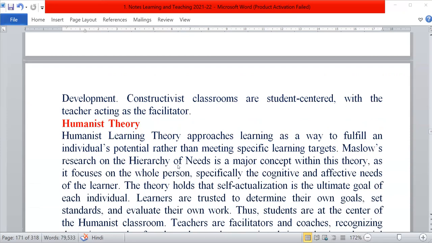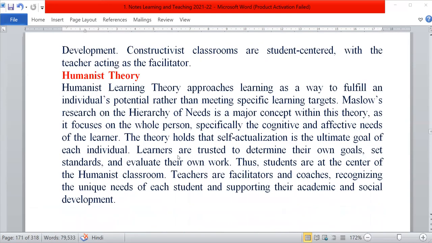Now, the next is humanist theory. Humanist learning theory approaches learning as a way to fulfill an individual's potential rather than meeting a specific learning target. Maslow's research on the hierarchy of needs is a major concept within this theory as it focuses on the whole person, specifically the cognitive and affective needs of the learner. The theory holds that self actualization is the ultimate goal of each individual.